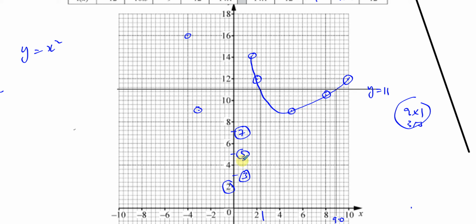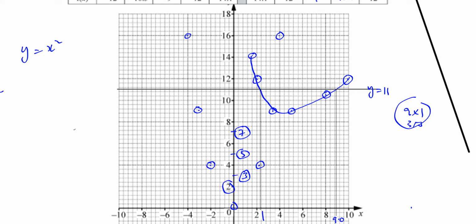And then when x equals minus 2, y equals 4, x equals 0, y equals 0, x equals 2, y equals 4, x equals 3, y equals 9. It's going to be right here. And when x equals 4, y equals 16. Okay, so we've got to draw this curve like that.